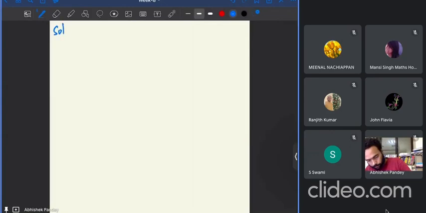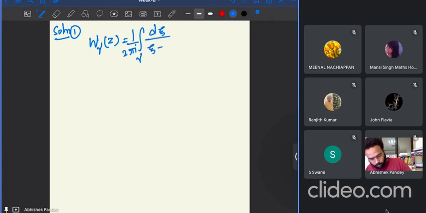Solution. So recall what the winding number is. This is nothing but the integral over gamma of 1 upon 2 pi i, d xi upon xi minus z. Now if you take any parameterization of gamma, this integral will be the same, isn't it? This integral doesn't change upon the parameterization of the curve gamma. So the first option is true.